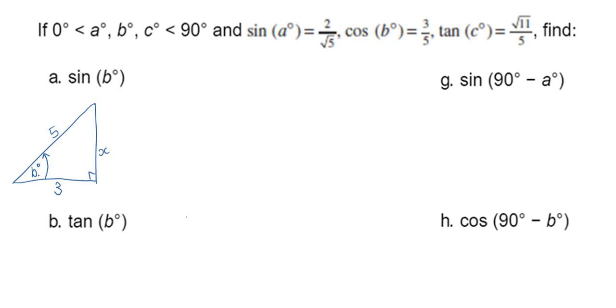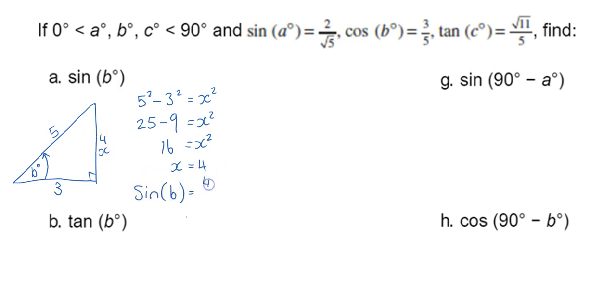So if you've had a bit of practice at trigonometry, you might recognise straight away that this is going to be a 3, 4, 5 triangle. But we'll do it a step slower. We'll use Pythagoras' theorem. So big side squared minus little side squared equals x squared. 25 minus 9 equals x squared. 16 equals x squared. X equals 4. Okay, so that gives us the missing side. So sine of B is opposite over hypotenuse. Okay, so this is a very picture-orientated one.